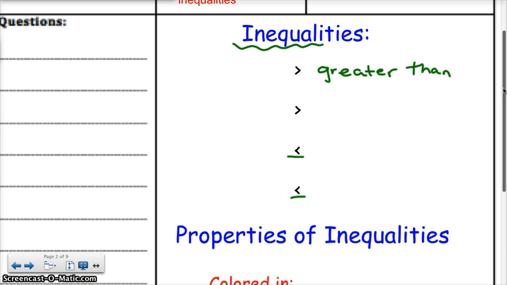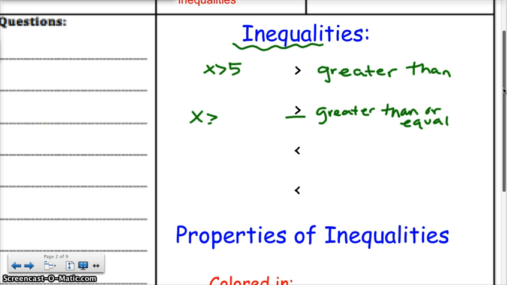Oh, that's my bad. Hold on. It should be, this is greater than or equal to. That means it can equal the number. This means, like, if I said x is bigger than 5, it's all the numbers that are bigger than 5. This means x is bigger than or equal to 5, means it can be 5 too. This is less than, and then you should have a line under, less than or equal.